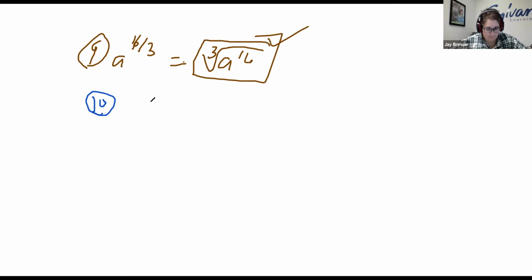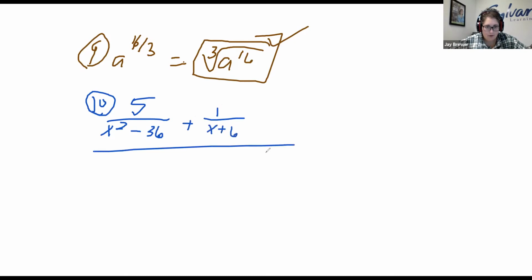Okay. Here's your next problem. 5 over x squared minus 36 plus 1 over x plus 6, all over 7 over x squared minus 36 plus 6 over x minus 6. What do you guys think your LCD is going to be?